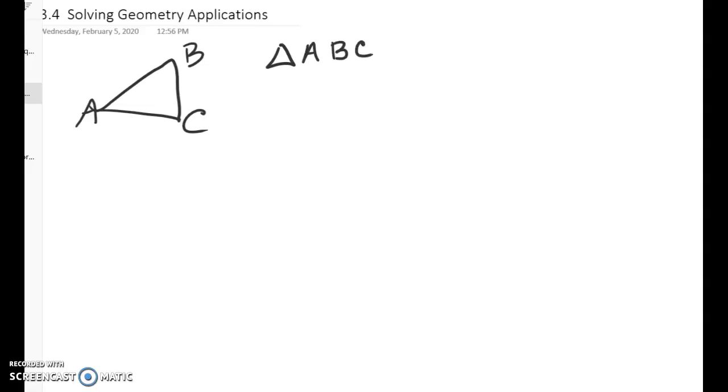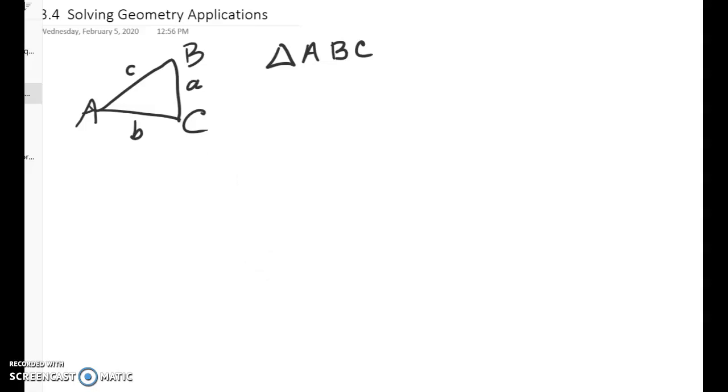That's how it's labeled. And then the sides usually go across from the vertex. So this would be side A with a lowercase a, side C with a lowercase c, and side B with a lowercase b. That's traditionally how we label a triangle. Capital letters for the vertices and lowercase letters for the sides. A triangle has three angles and also three sides. The angles of a triangle add up to 180 degrees.